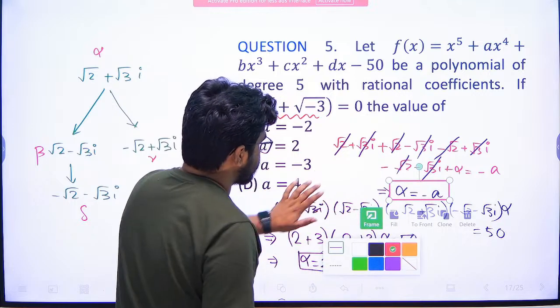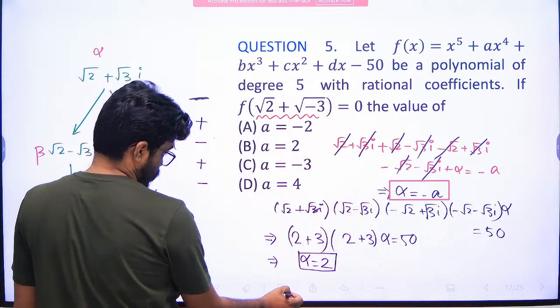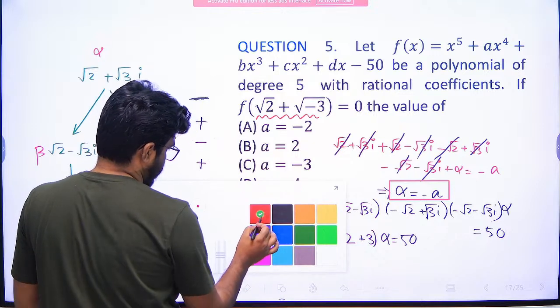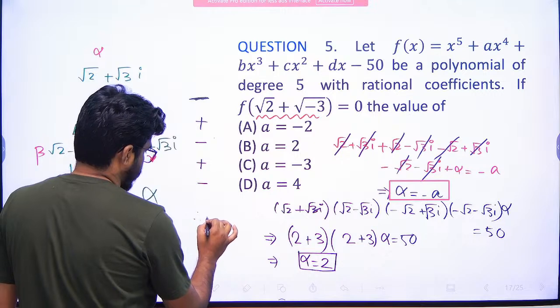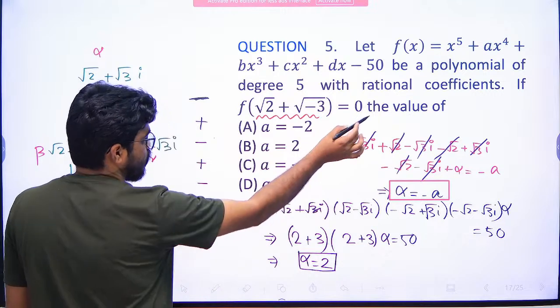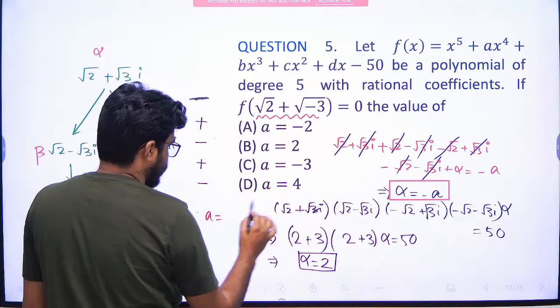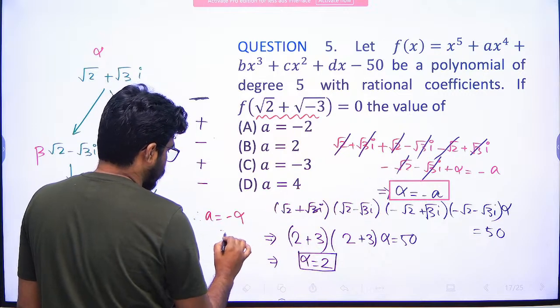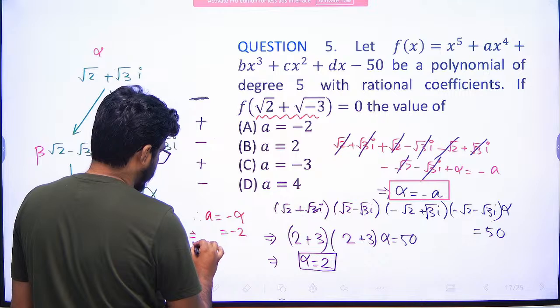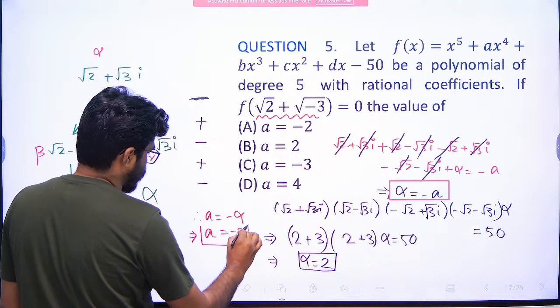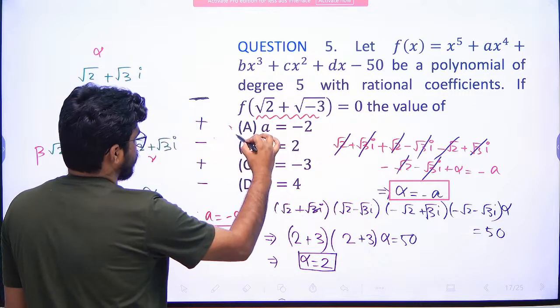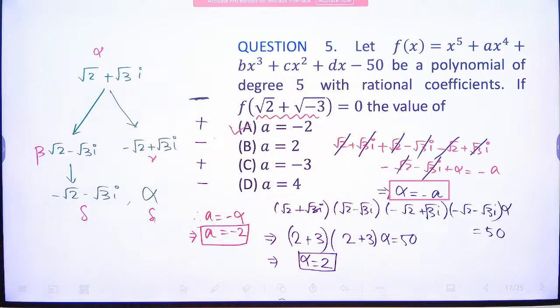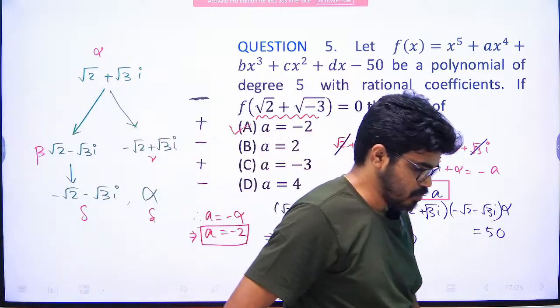So alpha is 2, so from this relation alpha is minus a, right? So what we get, therefore, we have to find the value of a, which is minus alpha. Alpha is 2, that is minus 2, so this implies a is minus 2. So option A is the correct answer, option A is the correct answer, okay.